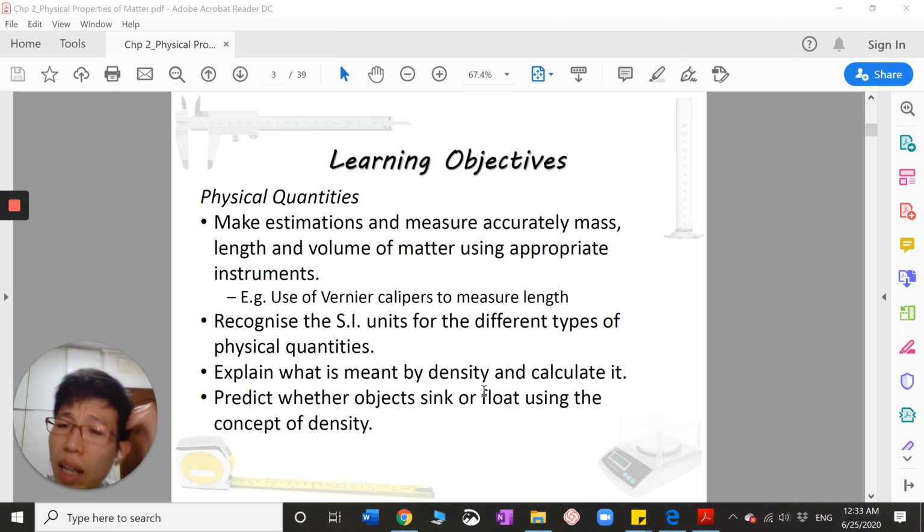Hi students, now I'll be doing a revision for chapter 2. After that I'll be doing a summary map. For chapter 2, what you'll be required to know is all of this learning objective over here.